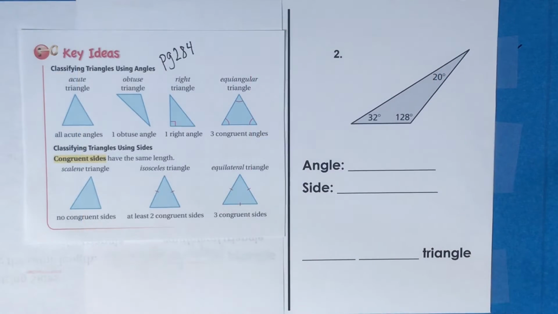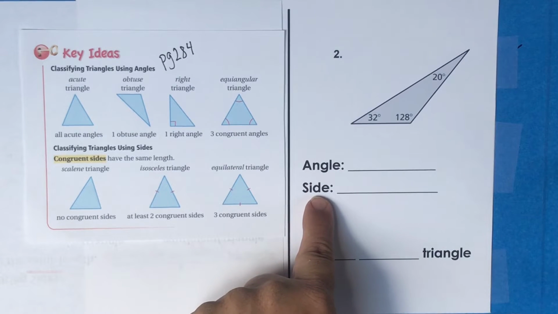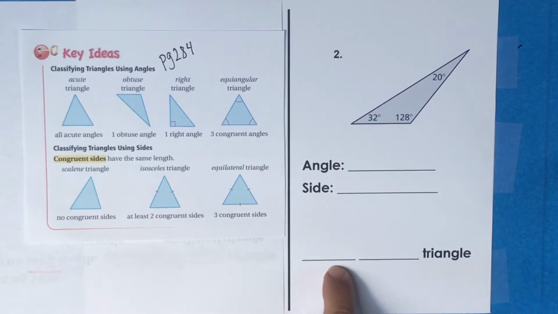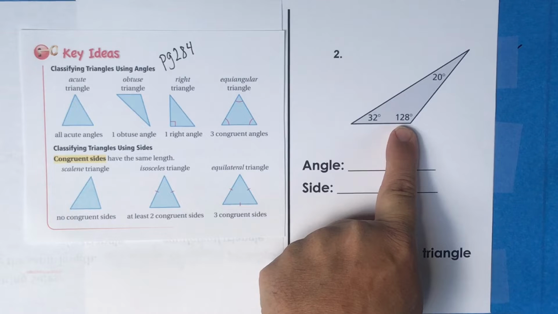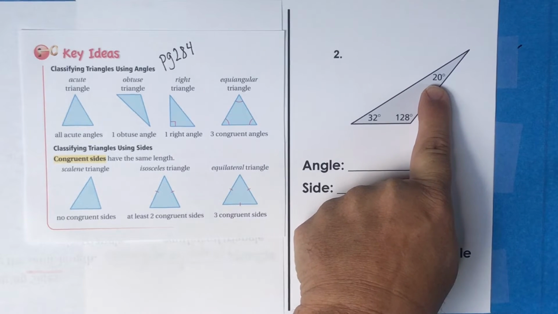All right, looking at example number 2, we're going to classify this triangle again by its angle measurement and by its side length to come up with a formal classification name. So, again, using our guide that you can find on page 284, looking at the angle measurements, I've got a 32-degree angle, a 128-degree angle, and a 20-degree angle.